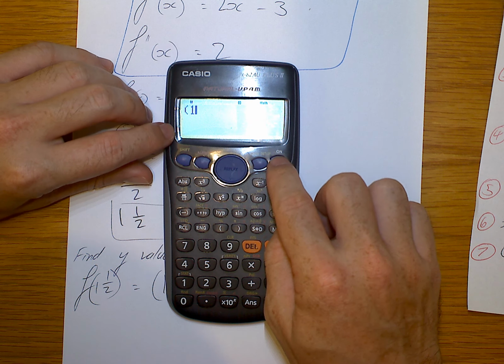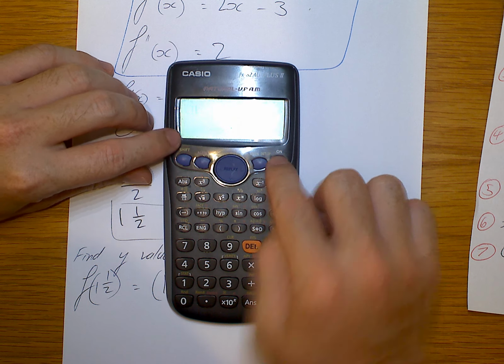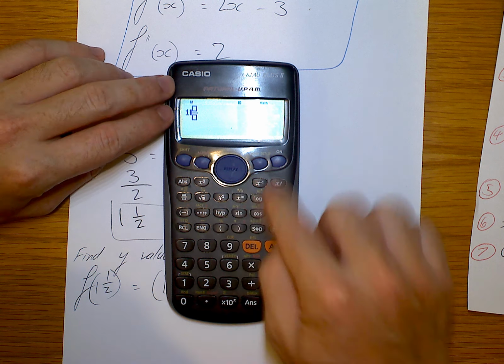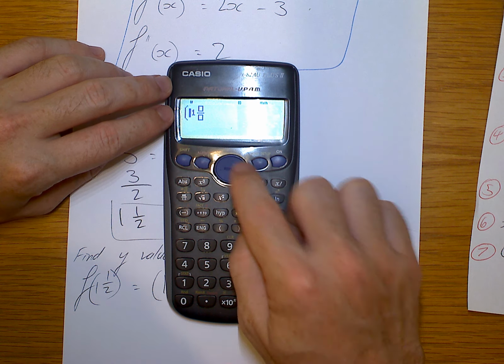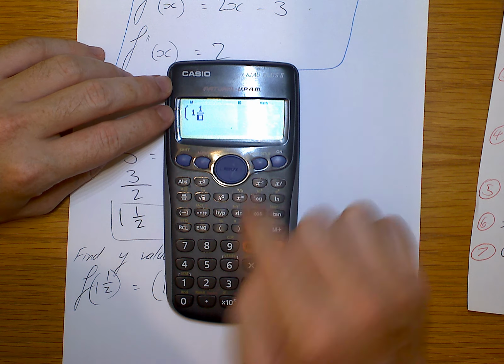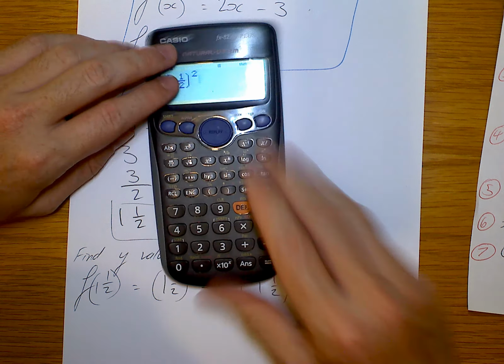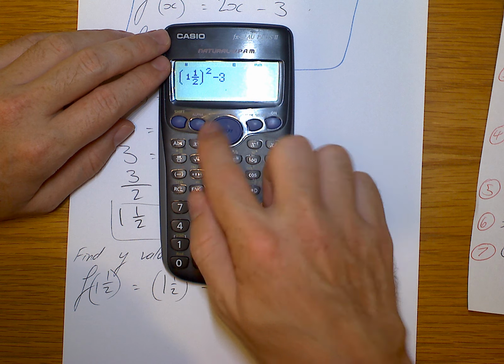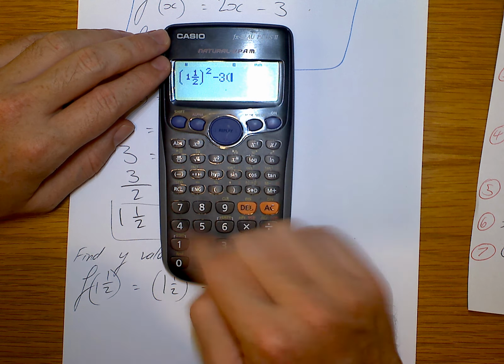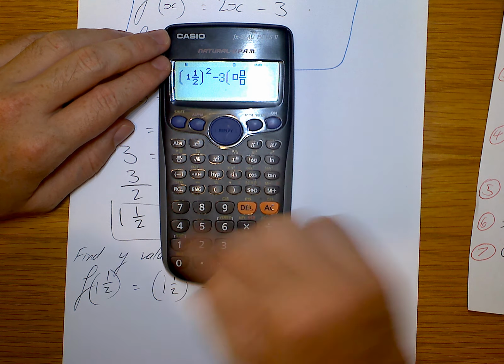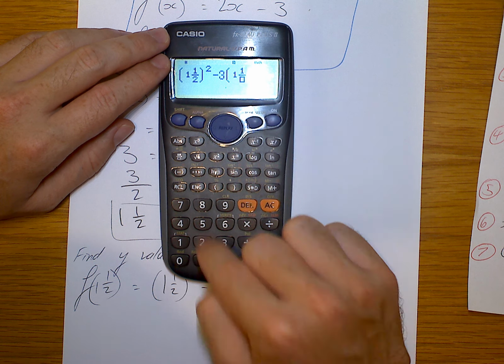Let's see if I can do this. I want to press shift. There we go. 1, and I'll put that in the brackets. 1 over 2 squared minus 3. Sorry. Shift. You can skip through this if you don't want to watch it.